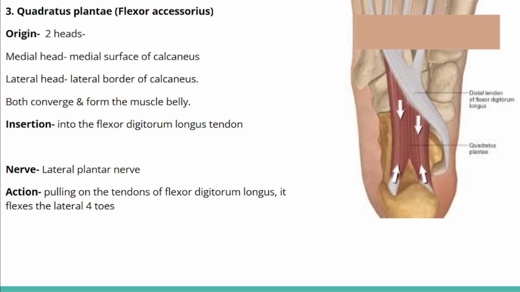The next structure in the second layer is the quadratus plantae or flexor accessorius muscle. This arises as 2 heads. The medial head arises from the medial surface of the calcaneus and the lateral head arises from the lateral border of the calcaneus. Both converge to form the muscle belly and insert into the flexor digitorum longus tendon, just before this tendon divides into 4 separate tendons. Nerve supply to this muscle is by the lateral plantar nerve, and the action of this muscle is to pull on the tendon of flexor digitorum longus, which flexes the lateral 4 toes.